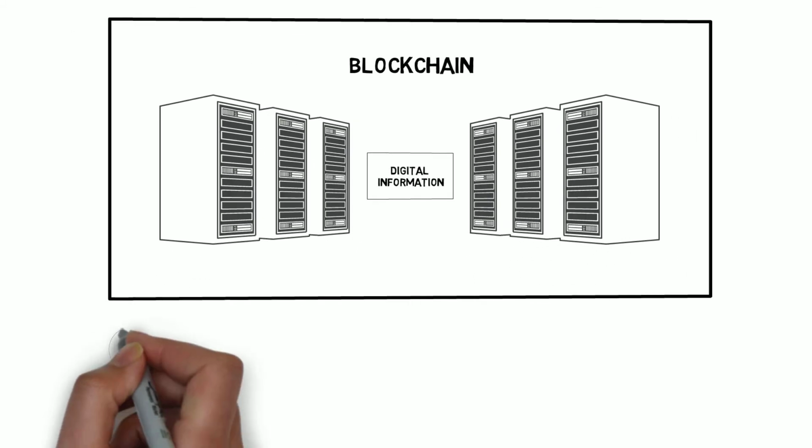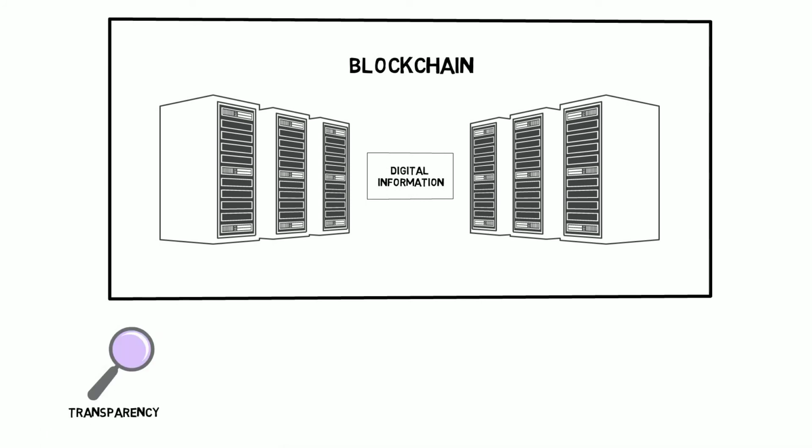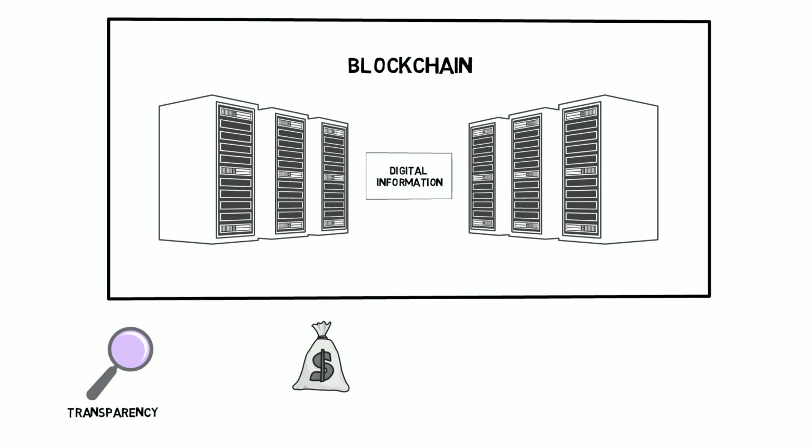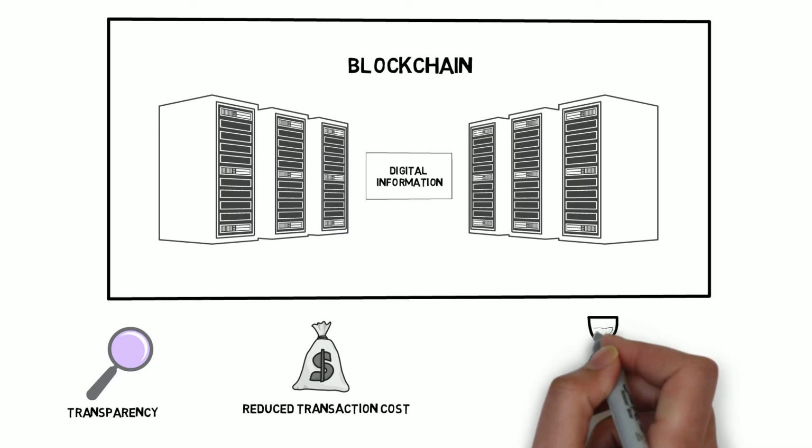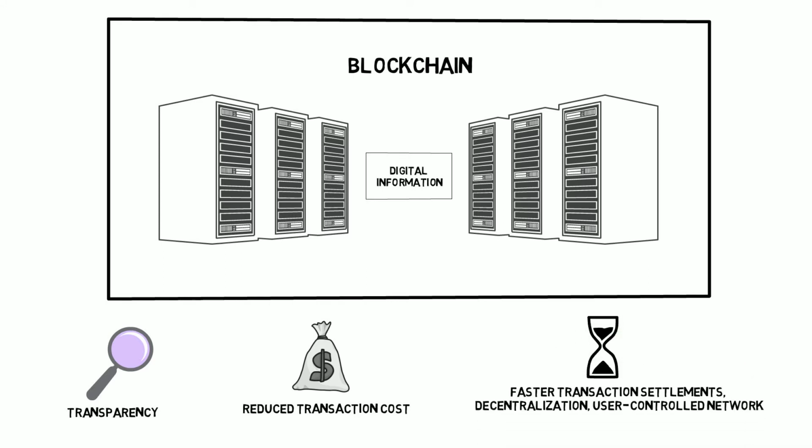This provides quite a few benefits. Transparency. In blockchain, all network participants have access to the same database information, and this shared version can only be updated through consensus. Reduced transaction cost. Since all network participants have access to the same version of the blockchain database, it eliminates the earlier process of reconciling different databases, ledgers, as well as trusted third-party intermediaries. Faster transaction settlements. Decentralization, user-controlled network.